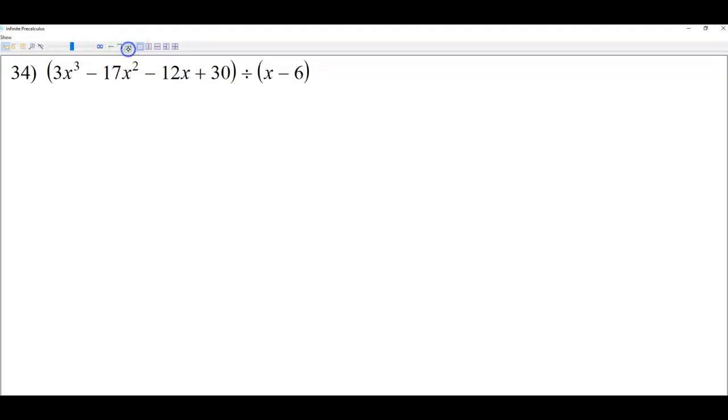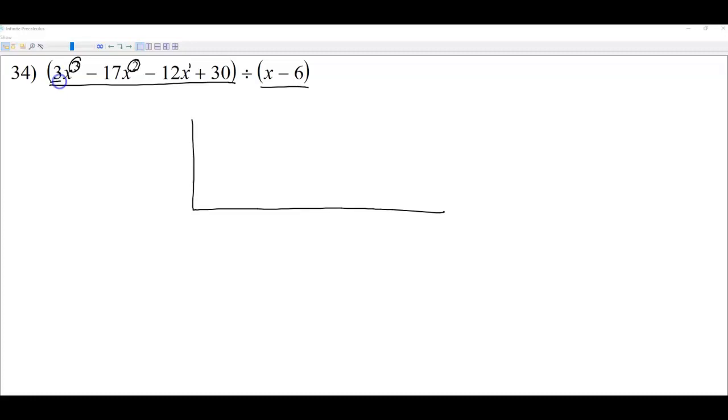Go ahead and take a look at number 34. Now, for these ones, notice that anytime you have a binomial here, we're going to use something known as synthetic division. You could do long division and it'll work, but synthetic division is just much faster. And here's how synthetic division works. Once again, you can't have any missing terms. It has to go from 3 to 2 to 1, and that's it. We're good there.